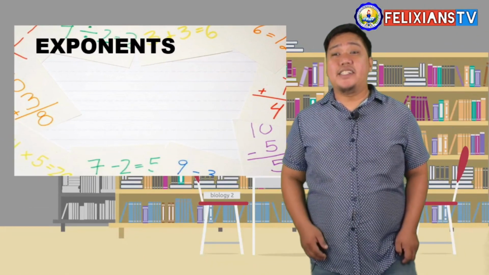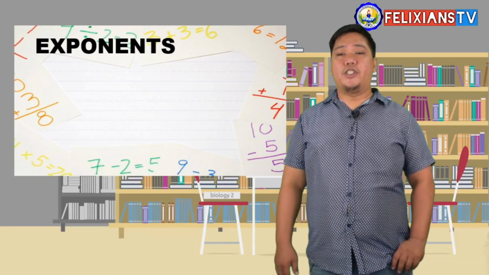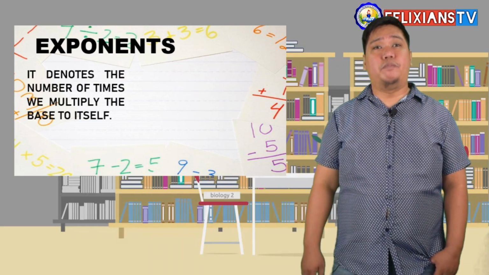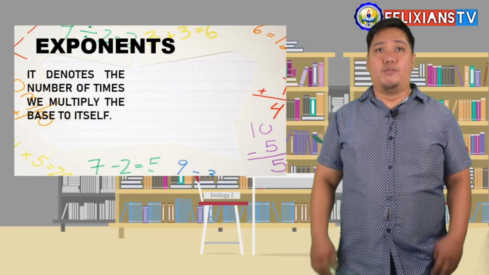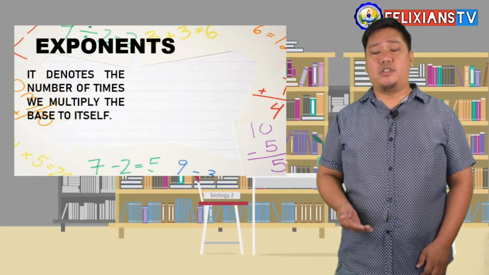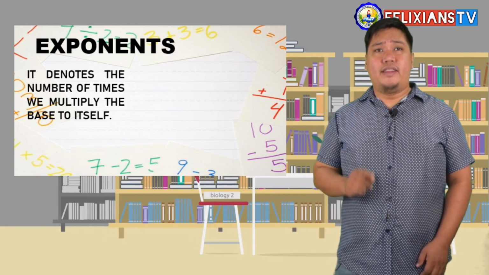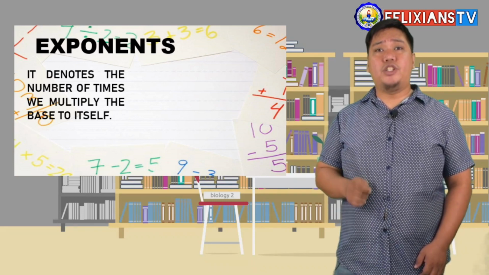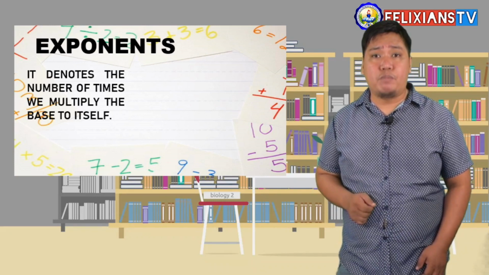Okay, so next is exponents. When we talk about exponents, it denotes the number of times you multiply the base by itself. Most often than not, we tend to multiply the base by its exponent. But mind you, that is the common mistake of most students. Allow me to demonstrate by giving you examples.